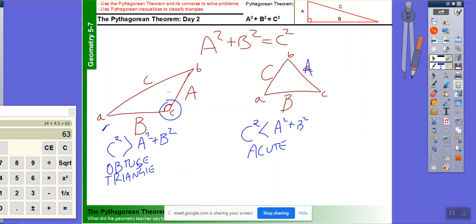Okay, so then that is called the Pythagorean Inequalities Theorem.